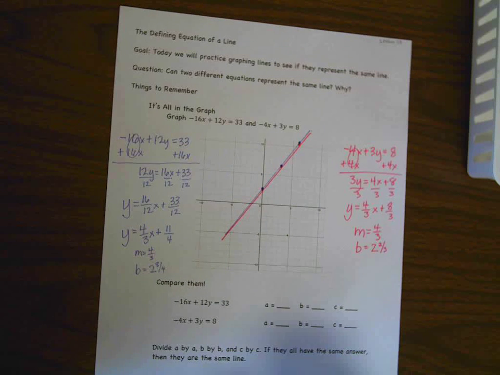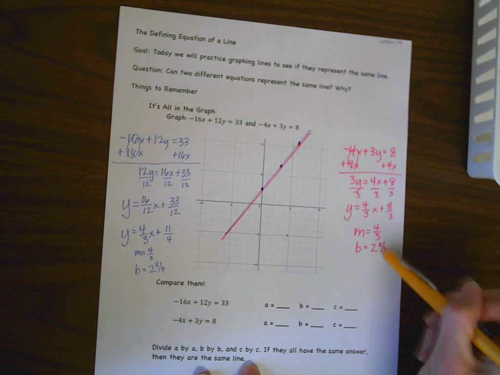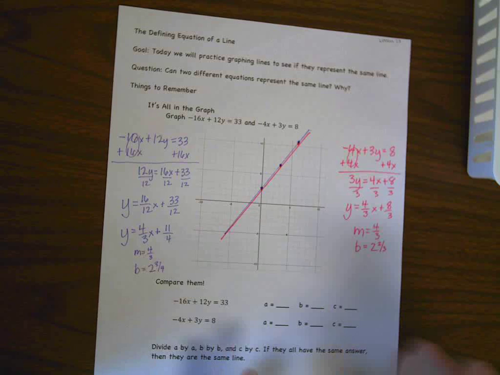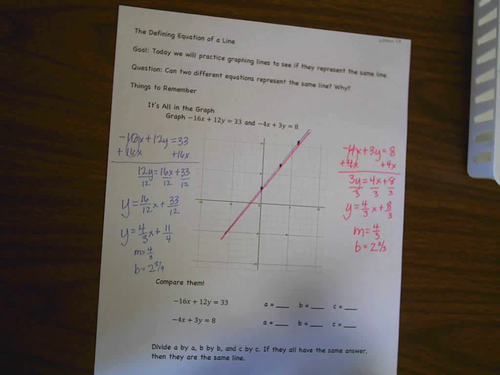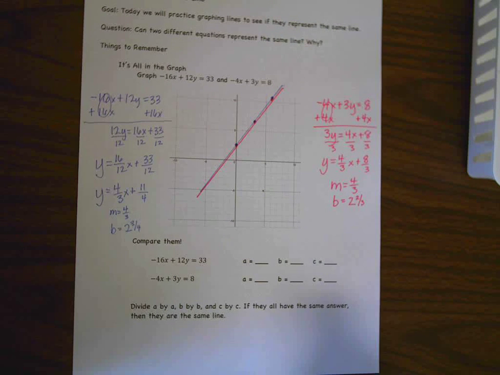Now it says compare them. So this is how we compare them, graphing them. Now I want to show you a different way to compare them, because these are so close. This is 2 2/3, this is 2 3/4. That's the only difference. The slopes are the same. There's another way to compare them more accurately, and we're going to look at that too.